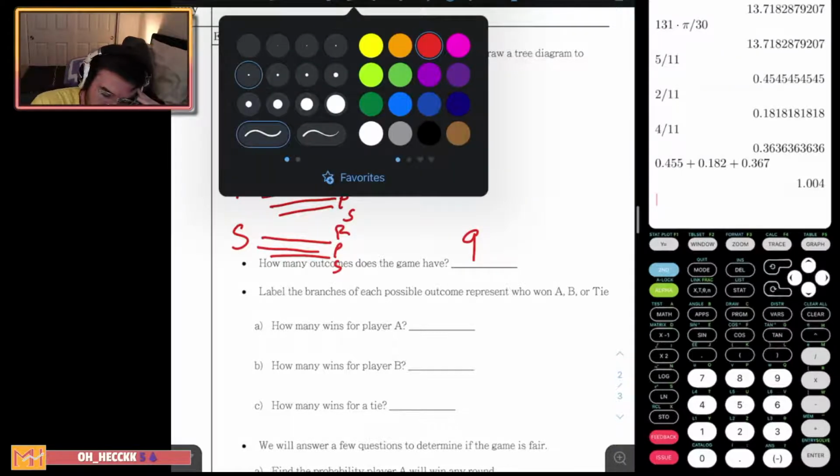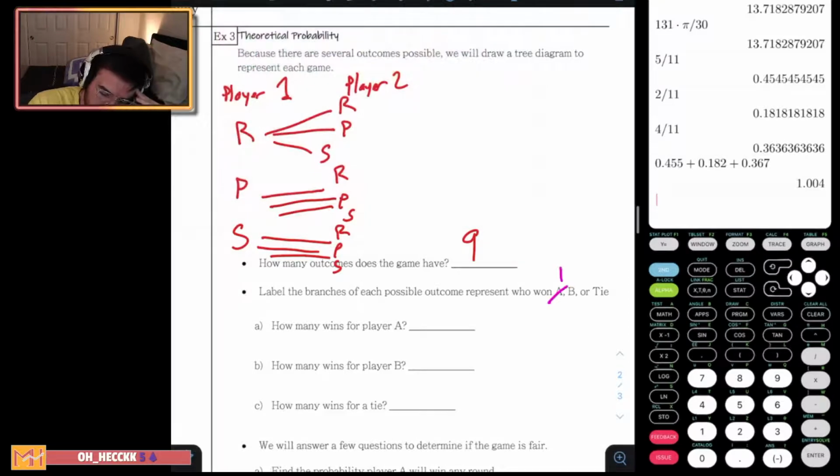So it said player A. We're going to say player 1, player 2. So this is a tie. Paper beats rock, so this is player 2. And rock beats scissors, so that's player 1. Paper versus rock, player 1. Paper versus paper, tie. Scissors beats paper, so player 2 will win there. Scissors and rock, rock wins, so player 2 wins. Scissors versus paper, player 1 wins. Scissor versus scissor, we have a tie.